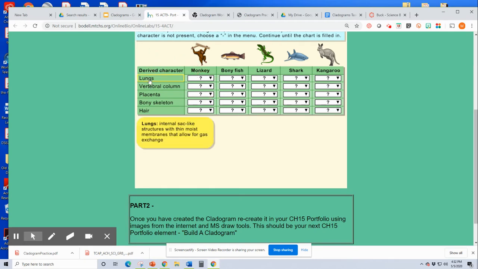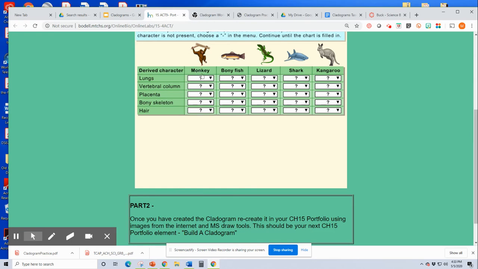Okay. So hopefully you know what your lungs are. Vertebral column, again, we're just going to say that's the backbone. So if it has a backbone. The placenta. So certain mammals have a placenta, and that connects the embryo to the mother's uterus. And that's where you got your belly button, your umbilical cord attached, the placenta, your mother's placenta to you so that you could get your nice nutrients and different things from your mom. Bony skeleton is exactly what it sounds like, bones. And hair. And I think, if I remember correctly, that this one, if you don't do it right, it doesn't let you have it anyway.